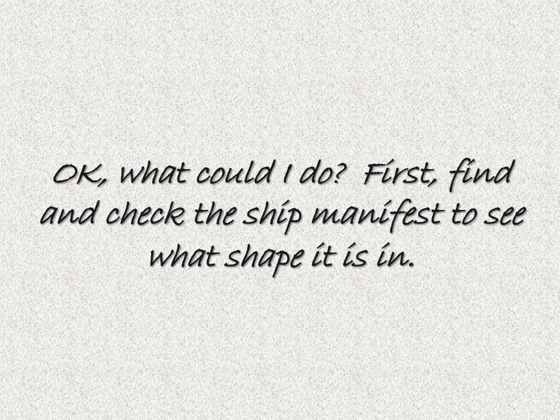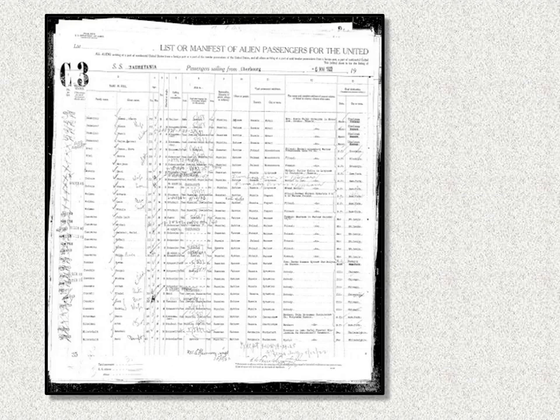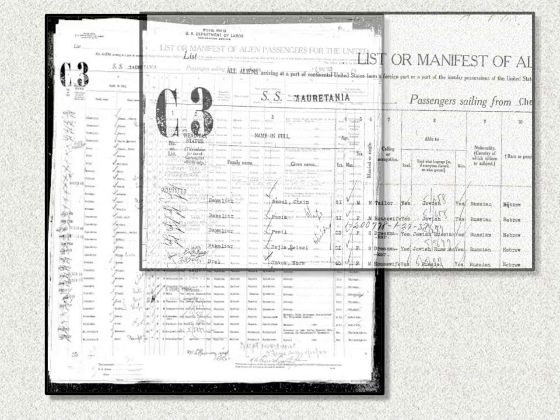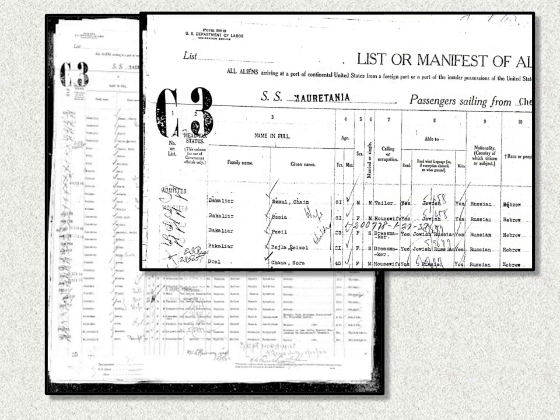Okay, what could I do? Well, first, find and check the ship manifest to see what shape it's in. Is it really degraded? Can I use my tools? No, it looks pretty darn good. Looks in great shape. Also, it's typed. No problem with reading handwriting. We blow it up. It's on sheet C3.